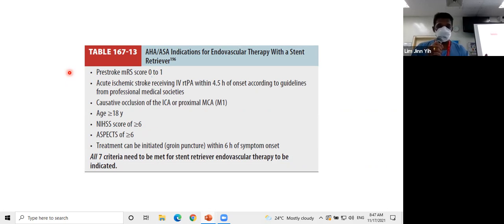And then the occlusion should be of the internal carotid artery or the proximal MCA, M1. I think the M1 region, Leong already showed in his slide in his presentation. Okay, that's 3. The 4th one, the age should be above 18. The NIHSS score should be more than 6. And the ASPECTS score as well should be more than 6. And finally, treatment from the groin puncture can be initiated within 6 hours from the onset of the symptoms. So these are the 7 criteria set by the ASA which need to be met for stent retriever endovascular therapy.